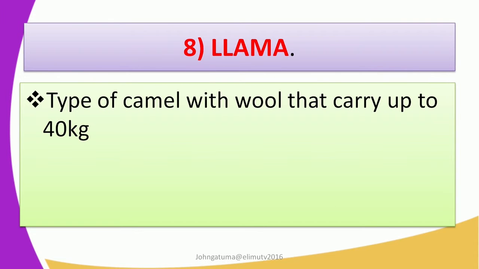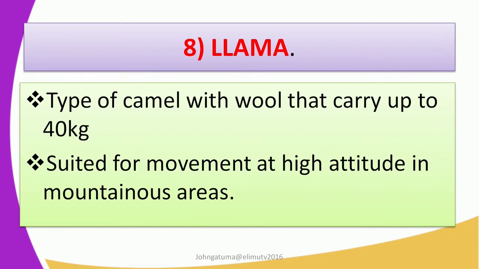And the llama is a type of camel. This is a type of camel with wool. The only difference between the llama and the camel is that this one has wool and carries up to 40 kg, whereas the camel carries a lot of goods, because it is one of the hardiest of all pack animals. So this pack animal carries up to 40 kg and is suited for movement at a high altitude in a mountainous region. So this one can survive in a mountainous region.